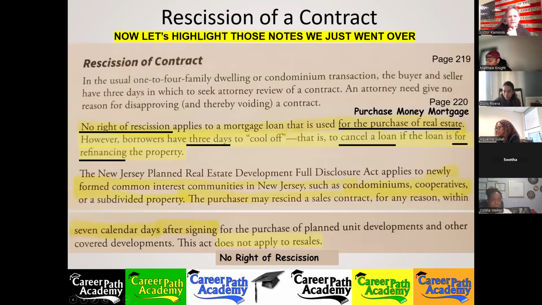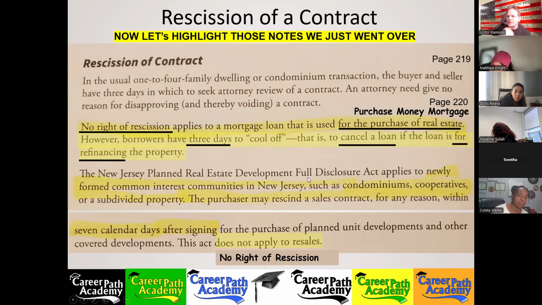So I guess we could highlight that in the book if you wanted to as well. No right of rescission for the purchase money mortgages for loans used to purchase real estate. However, there's that 3-day cool-off period where you can still cancel a loan for refinancing.